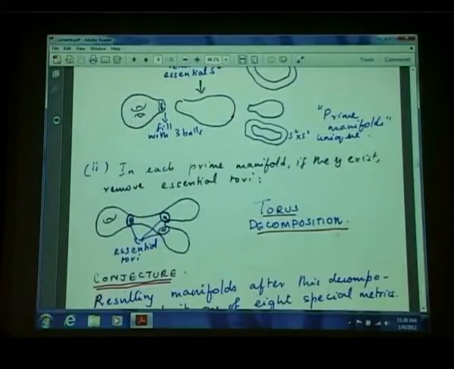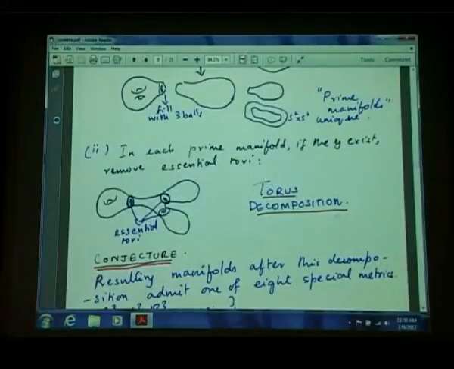Then the next step is something called a torus decomposition. Now in each of these prime manifolds, if they exist, remove essential tori. So for example, take this kind of a prime manifold. An essential torus is a torus or a cycle tire which has not been filled in, so it's hollow. So you take an essential torus, you remove all the essential tori out of this prime manifold. Then you will be left with pieces which are compact with toral boundary, and this is called the torus decomposition.